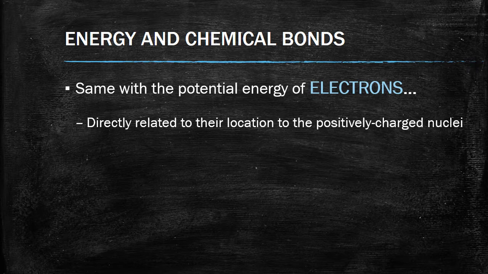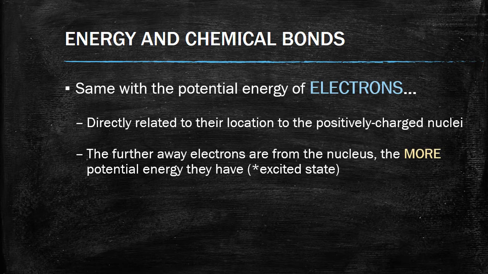So the further away it is, that's going to change the potential energy of those electrons. The further away electrons are from the nucleus, the more potential energy they have. Okay, so the further away they get from the positively charged nucleus, the more potential energy they have. We call them being in an excited state.